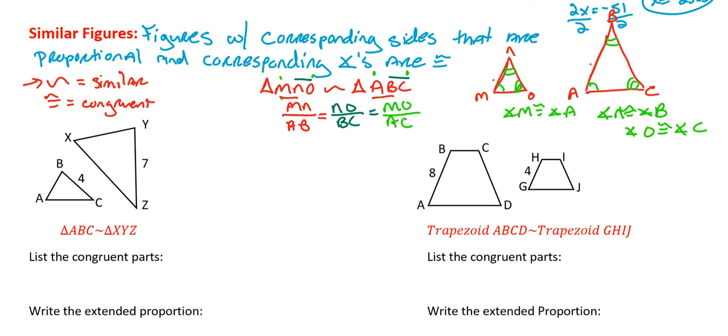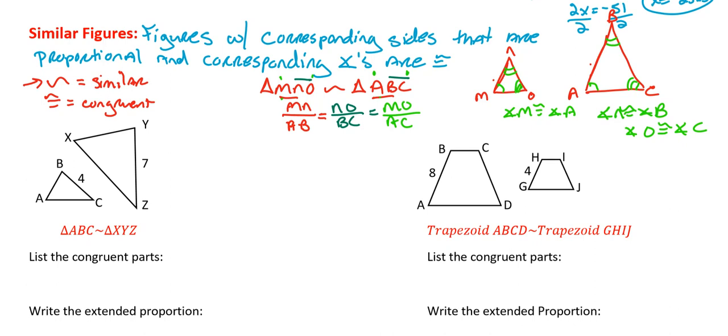If we look down below, I have two examples here. We're just going to practice listing the congruent parts and writing that proportion. Remember the extended proportion we talked about in the previous section: when you have multiple ratios that you set equal to each other, not just two.